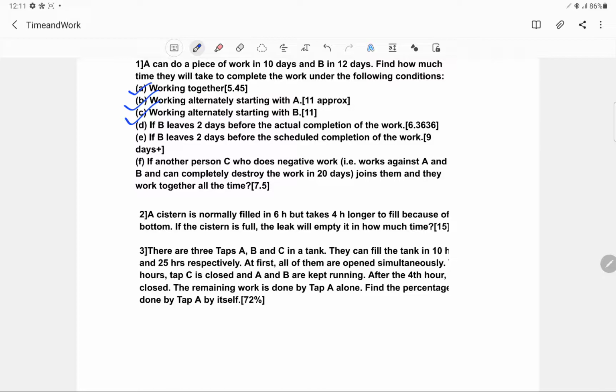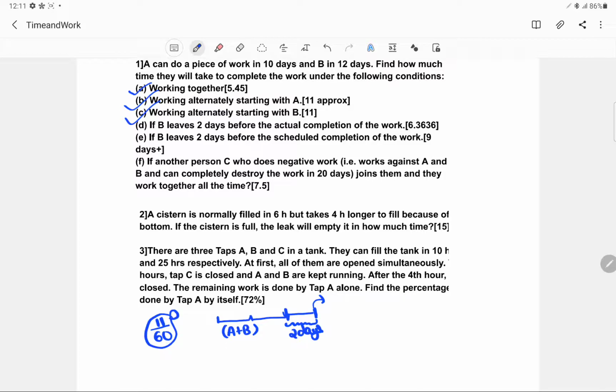If B leaves 2 days before the actual completion of the work, for instance they were working together, I suppose for this question they were working together, so A plus B, their 1 day work we could easily find out was 11 by 60. So they were working, and just before the completion, 2 days before, B left, and here the work was completed.